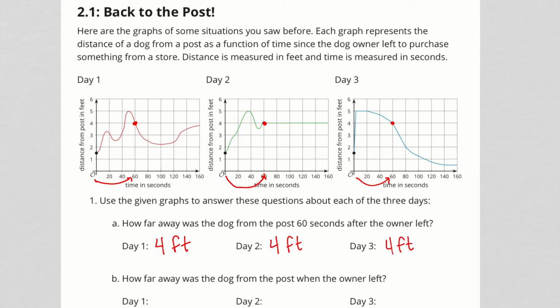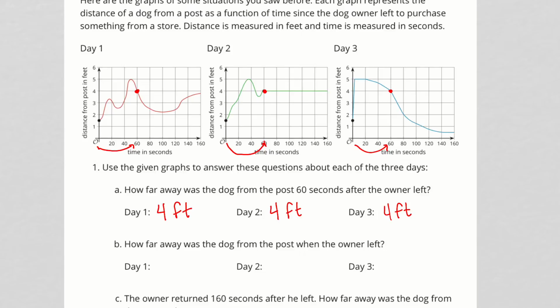Okay. How far away was the dog from the post when the owner left? So when the owner left, that's going to be at 0 seconds. Okay. So we can see on all of these, the dog was at the same spot. If you remember from the information yesterday, those were our 2 points that we had. So the dog was 1.5 feet away from the post on every single one of these days.